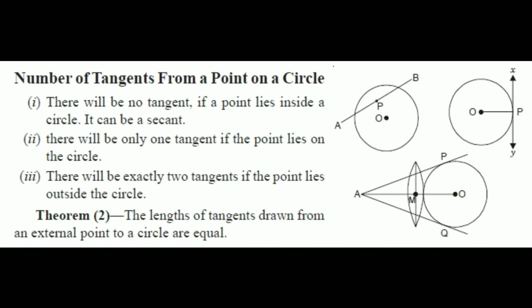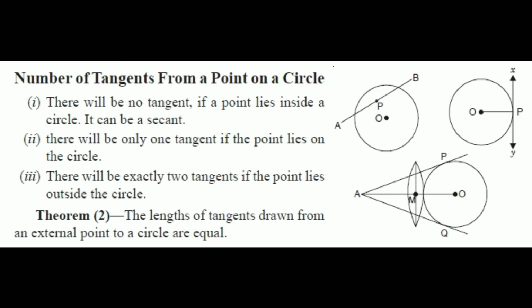Now we solve the second theorem related to tangent to the circle. Theorem number 2 says the lengths of tangents drawn from an external point to a circle are equal. Meaning when we draw two tangents from one external point A, their lengths, that is the length AP and the length AQ, are of equal measure. This is theorem number 2. Let us proceed towards its proof.